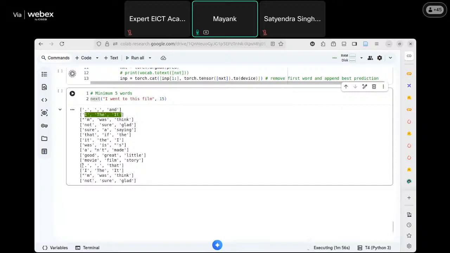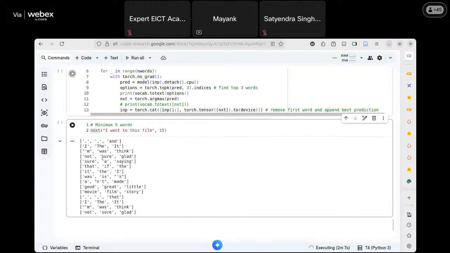Look at this. I, the, it. So these are the options at each time step. I went to this film, full stop. The next sentence could have started with I. It could have started with the. It could have started with it.